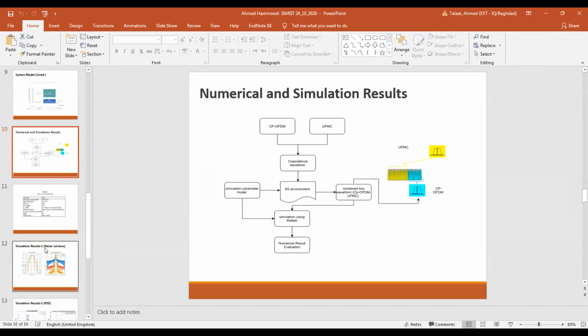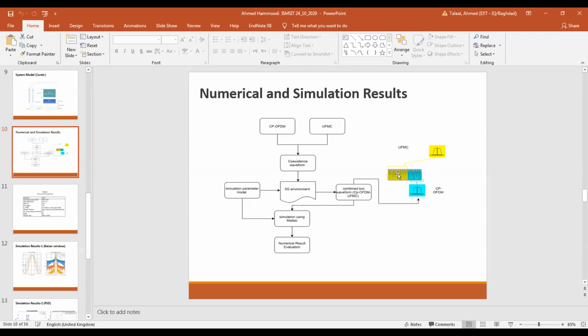This is the CP-OFDM and universal filtered multi-carrier coexisting in the same band with the same waveform. These are the simulation parameters put into the 5G system environment, meaning the environment for the 5G system with all the 5G requirements. This is the combination of the two waveforms, meaning they are using UFMC and the 4G system in the same band.